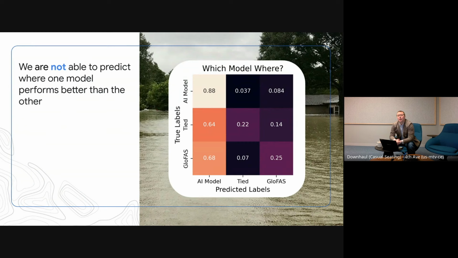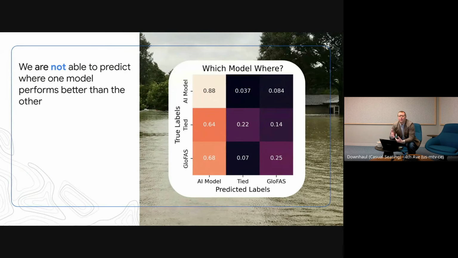The problem is that in general, we found it's impossible to predict where one model would perform better than the other. To us, this looks like random noise. The way that we tried to do this is we tried to take the geophysical, geographical, and geological catchment attributes, the data that describes the characteristics of a particular location, and we put those into some sort of random forest model, some sort of classifier model to predict which of these models, the machine learning model or GLOFAS, will perform better in that particular type of location.